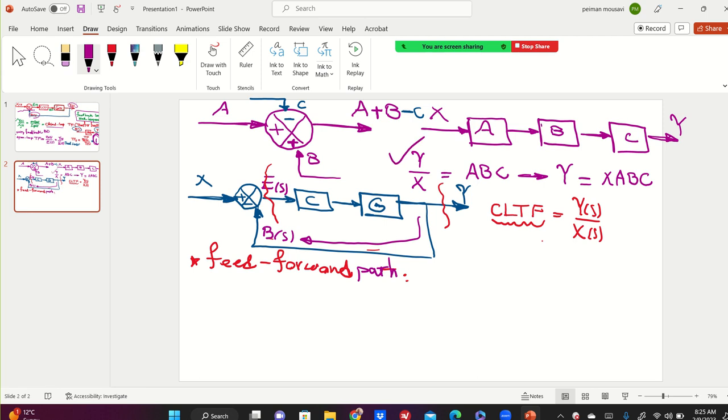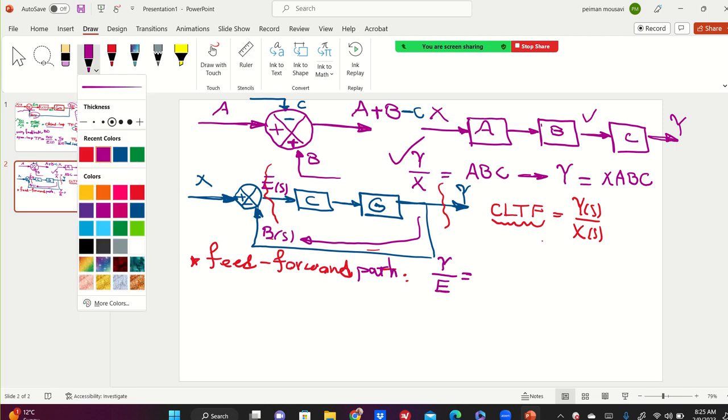Based on whatever I taught you here, Y over the error signal is how much? You tell me. Look at this graph. What is Y over E?